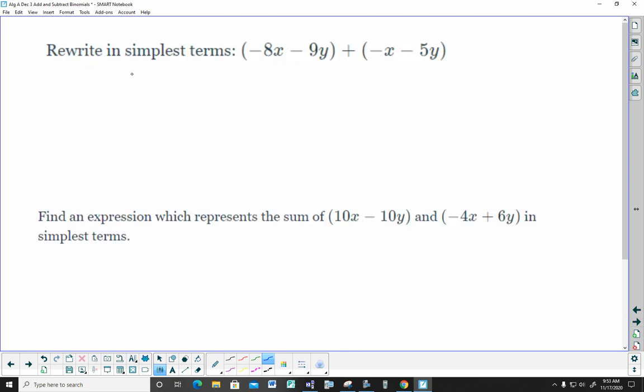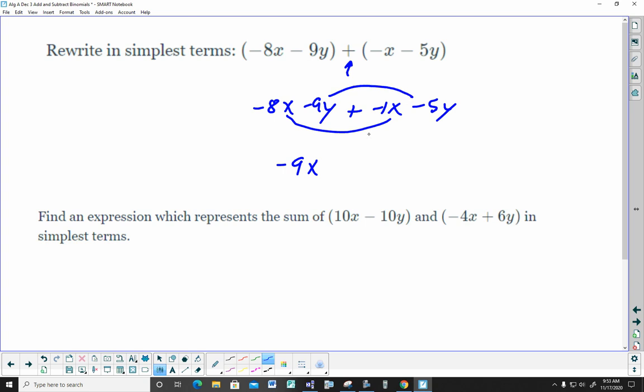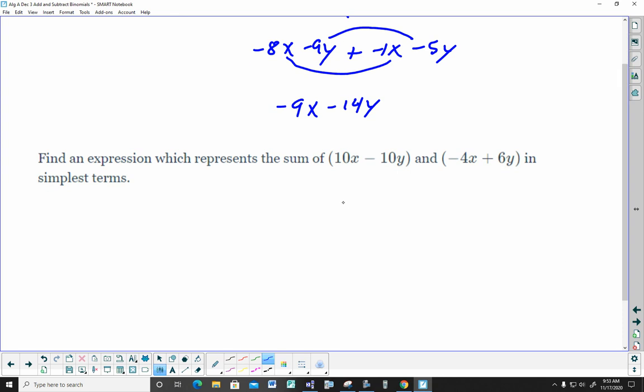Okay? Rewrite in simplest terms. All they're saying is do the math. Here you're adding it. So this is just a combine like terms thing. So you have minus 8x minus 9y plus a minus x minus 5y. These both have an x, so you can bring them together. And that's a minus 1. Minus 8x plus a negative 1x is negative 9x. Minus 9y minus 5y is minus 14y. Okay? Find an expression that represents the sum, so you're thinking addition.